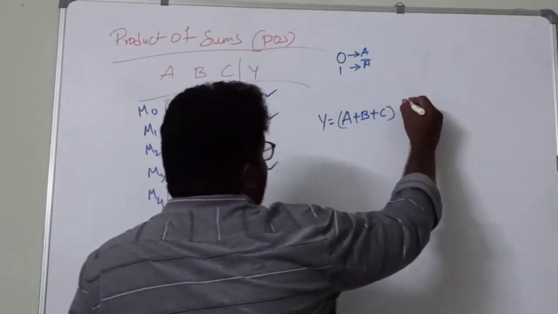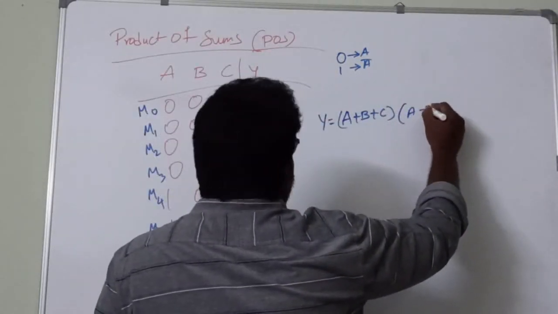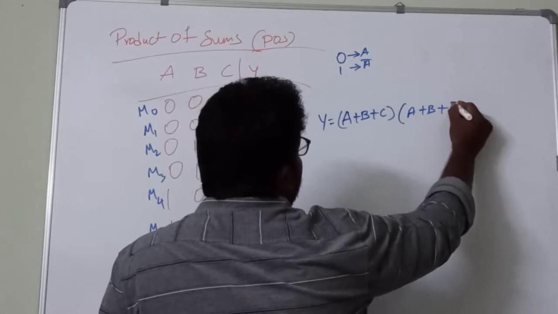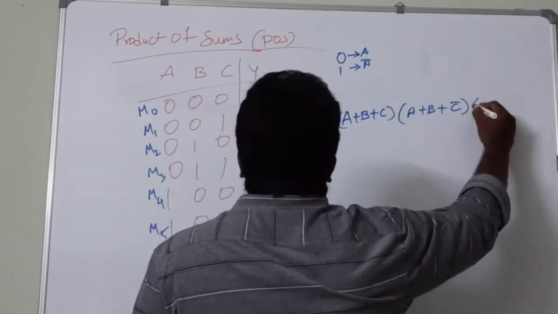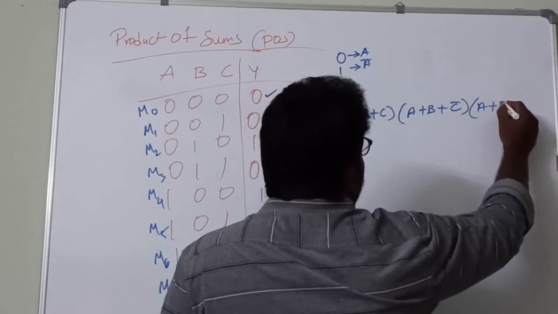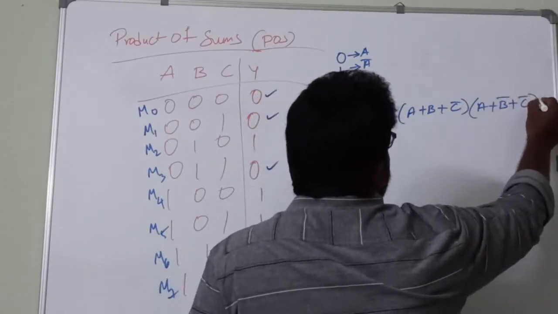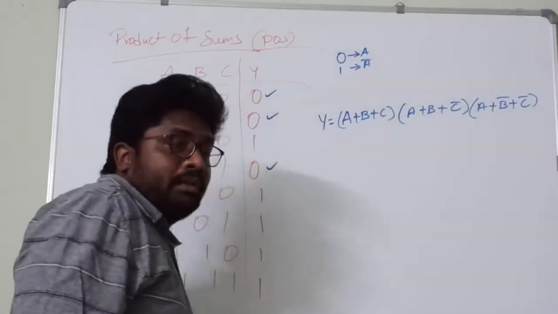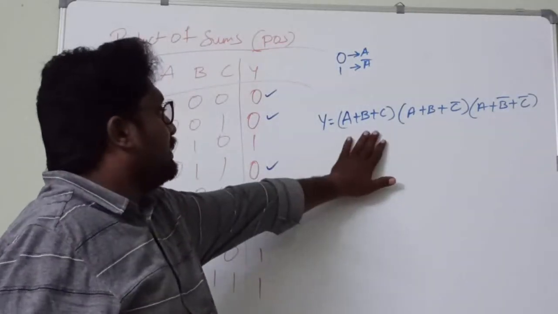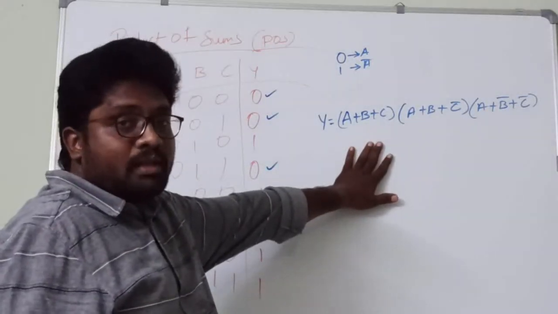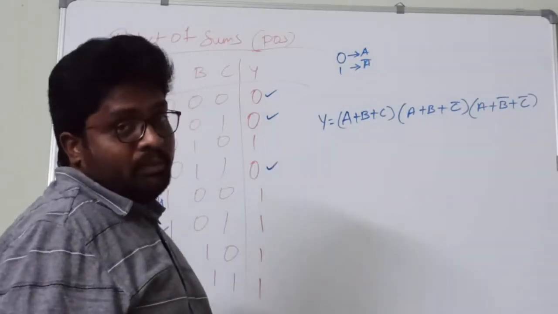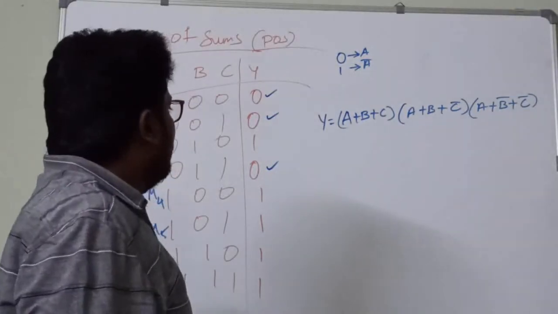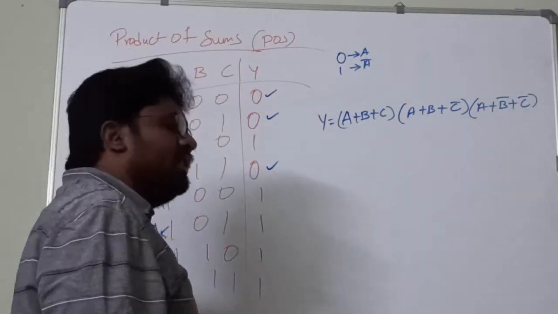The next one is A plus B plus C complement, and the next one is A plus B complement plus C complement. So this is the standard form, the standard product of sums form. Here they have given the truth table, right?